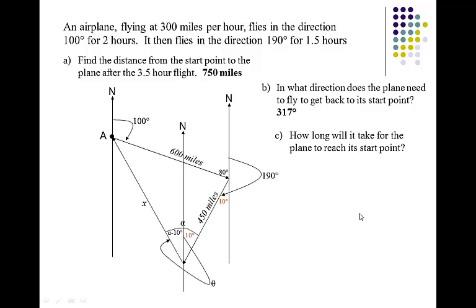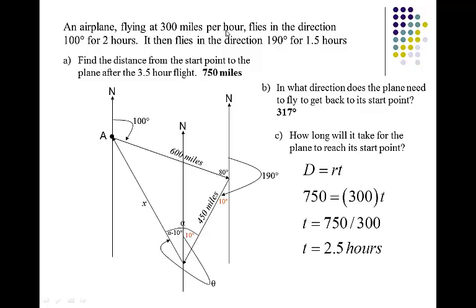Part C says how long will it take for the plane to reach its start point. Well, you know the miles. It's 750 miles. And you know it's 300 miles per hour. So if distance equals rate times time, so I put 750, the distance is equal to 300t. T must be equal to distance divided by rate. And so that's all you have to do on that. So that tells you how long it's going to take for the plane to reach start point.